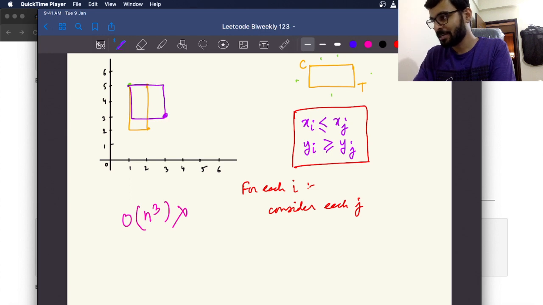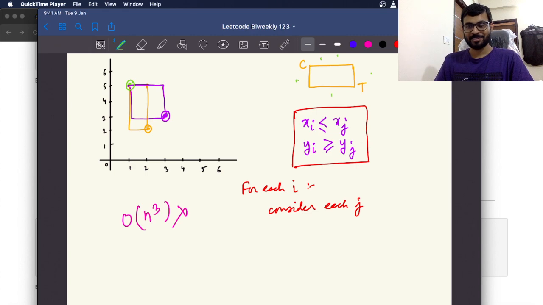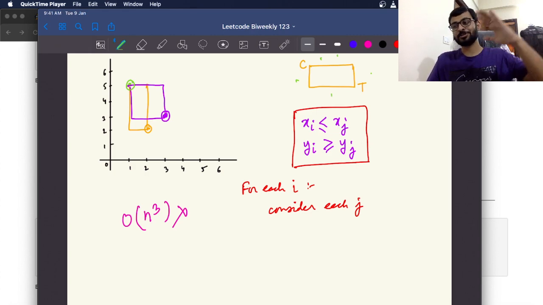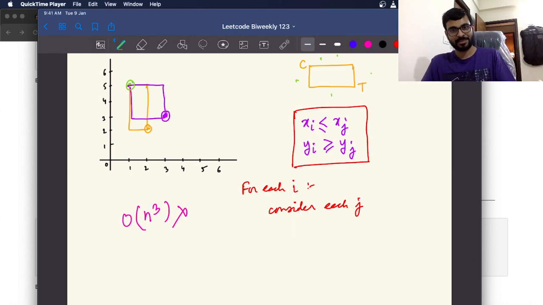If you see this point and if you see this point, both are valid rectangles. This green would be happy to pair with both of them. So yes, multiple solutions are possible. But one thing is clear, that the green has to be to the left of this yellow and purple. Left or at the same point.